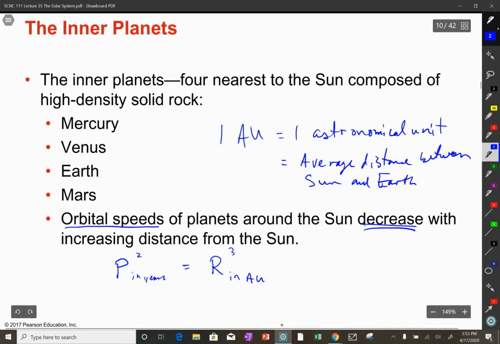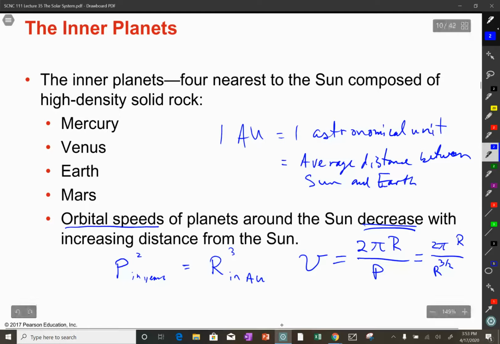So if R gets bigger, P gets bigger, that is, it's going to take longer when an object is farther away from the sun. And speed is equal to the distance for one orbit, so circumference 2 pi r, divided by the time it takes to do an orbit, the period. So you can put those together, and that's going to be equal to 2 pi r over r to the 3 halves.